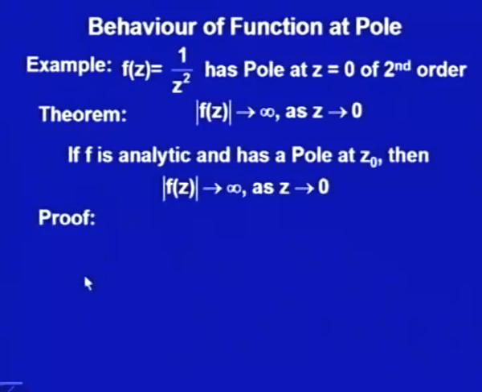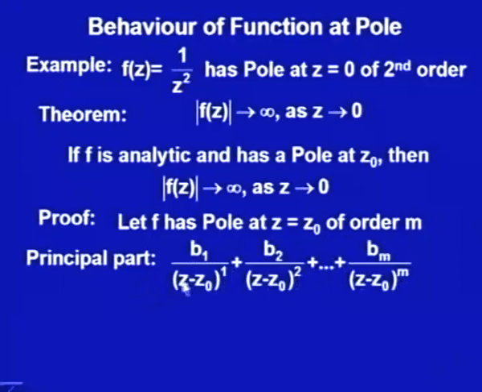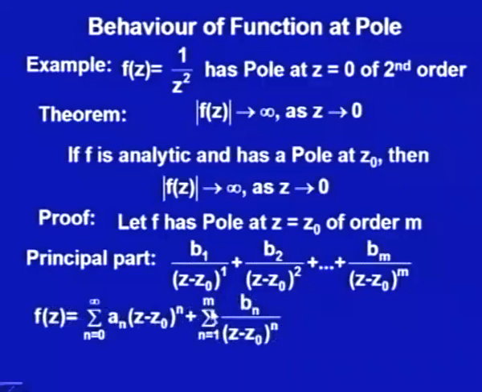You see the proof of this, how we are doing it. Suppose f has a pole at z equal to z naught of order m. What it says is that the principal part would have m terms: b 1 upon z minus z naught, b 2 upon z minus z naught square, plus b m upon z minus z naught to the power m, where certainly b m should not be 0. Any of the other terms could be 0, but b m should not be 0.